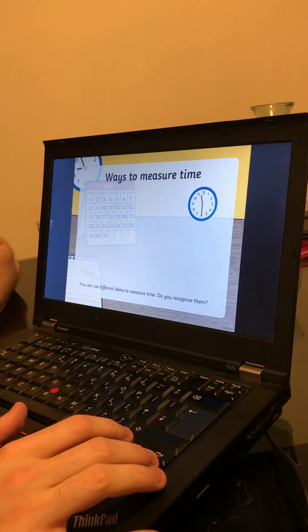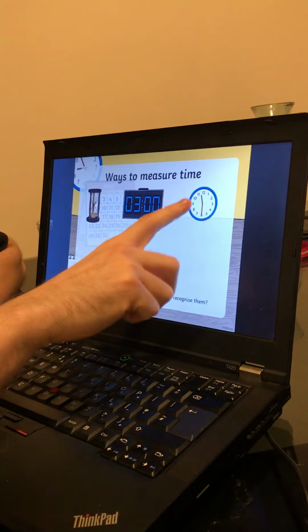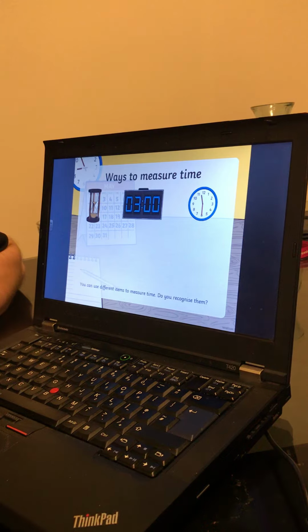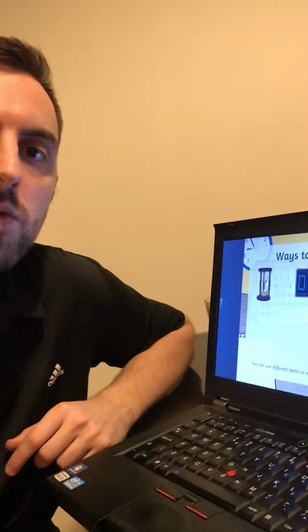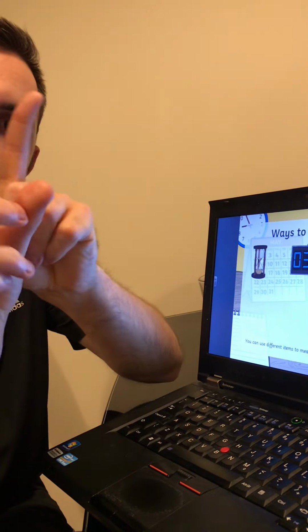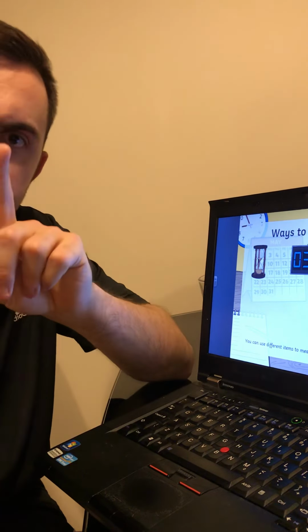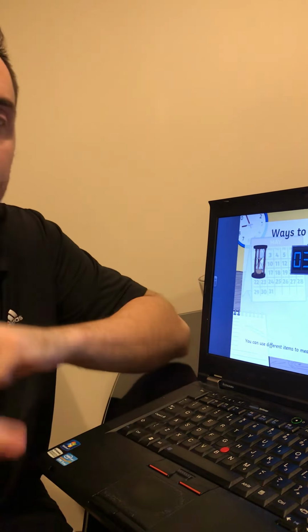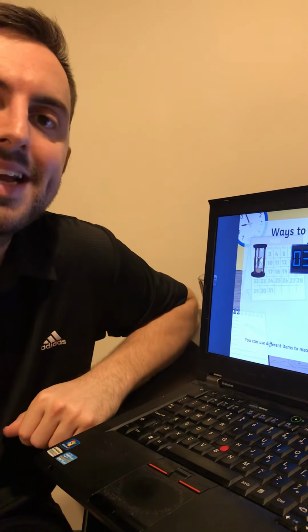We have a clock. We have, well, in fact, we've got what's called an analog clock. And an analog clock is when you've got one of those clock faces with the hands that move around, usually in a circle shape. That's why I'm doing it in a circle. The second one is what's called a digital clock.